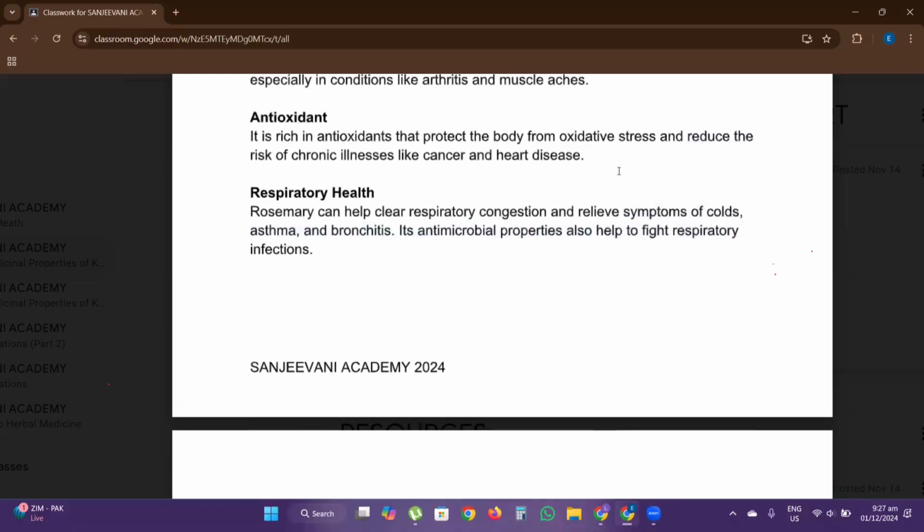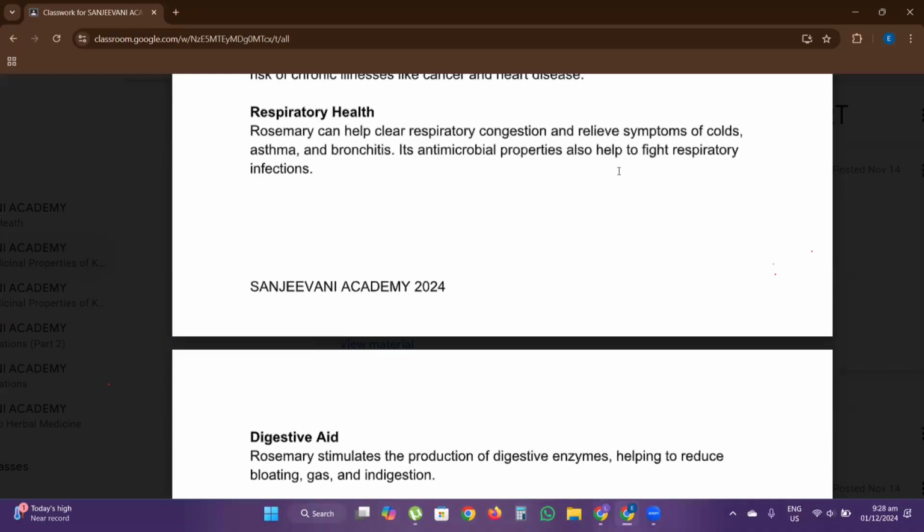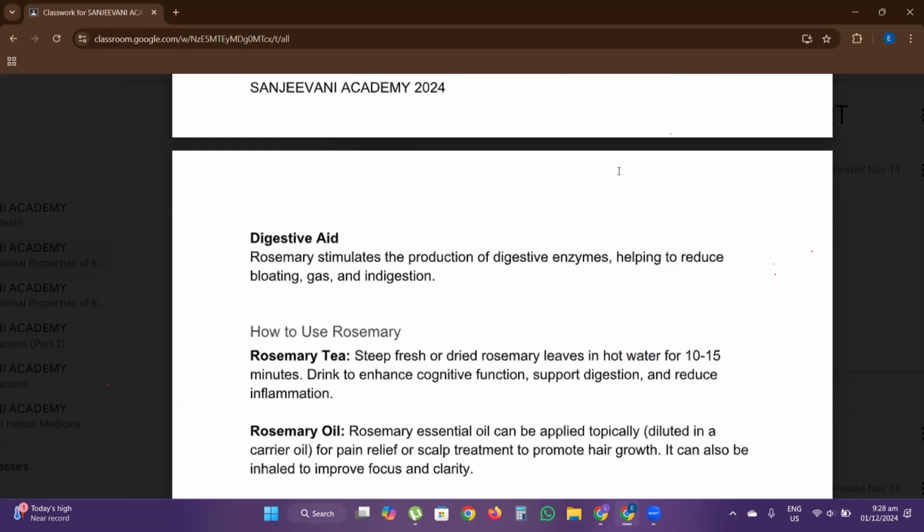and helps with your respiratory health. So it's going to aid with cold, asthma and bronchitis. And you can also use rosemary to help with respiratory infections.